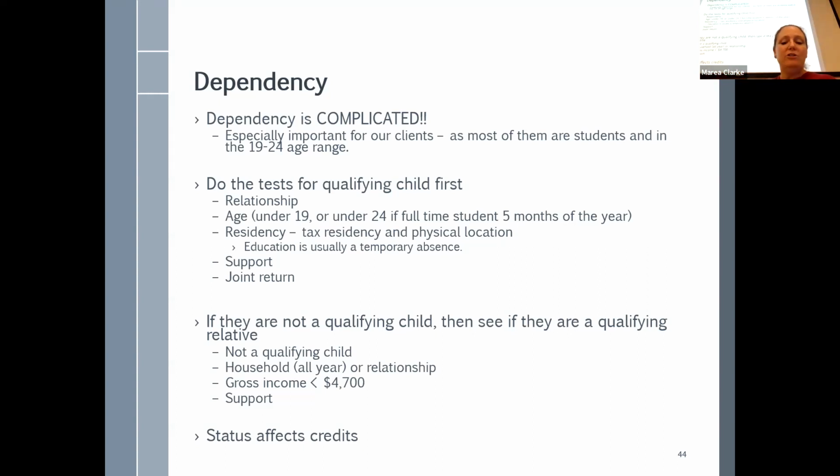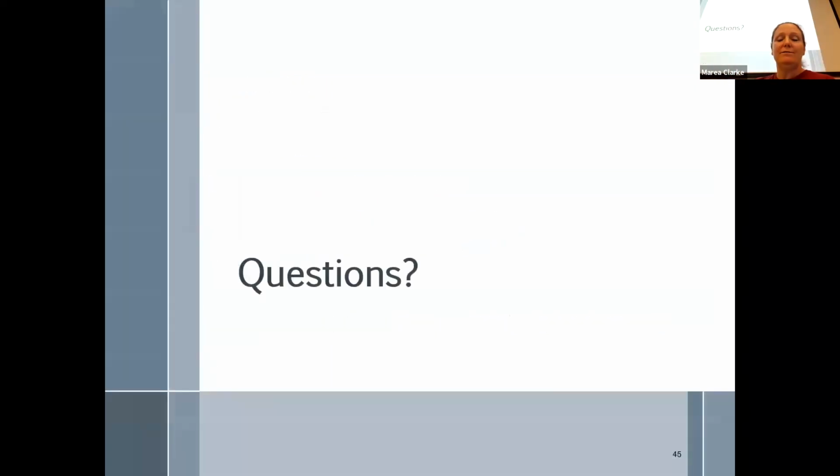If they're not a qualifying child, then see if they're a qualifying relative, right? This one, the quick one, go look at their total income. If their income is over 4,700, they can't be a qualifying relative. They're done with that one, and that means they're not a dependent. And then their status affects their credits, and the status of a dependent affects the credits for the person that would like to claim them and get that $2,000 child tax credit.